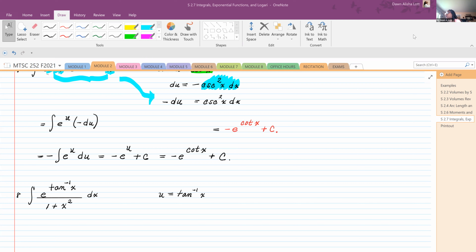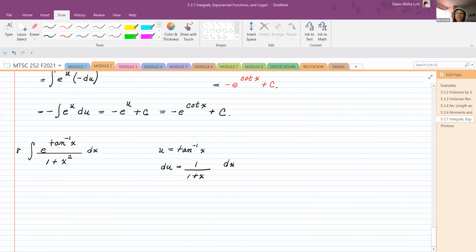How do I do this problem? u is tan inverse of x. What's du? It's going to be 1 over x squared minus 1. No. Plus 1. Yes, very good. dx. Okay, so then what do you do? That means dx would then equal 1 plus x squared du.